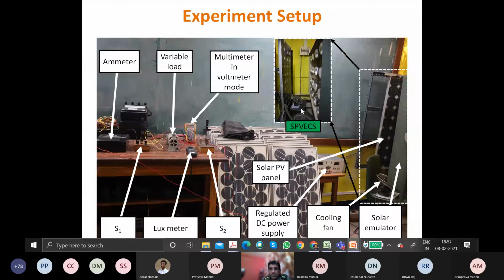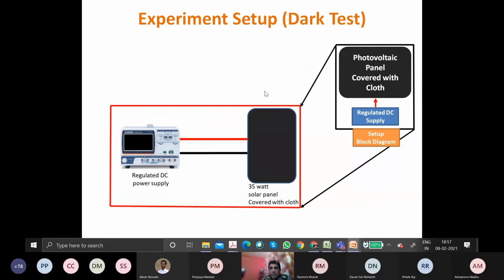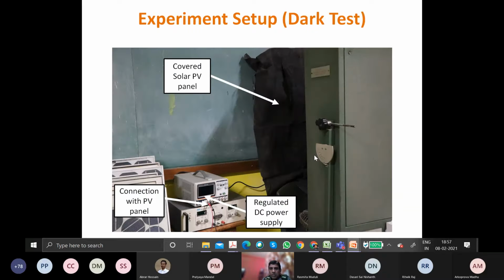And this is the lamp specification. It's a 230 volt, 300 watt, 1.3 ampere UV lamp, ultraviolet. This is the dark test experiment, when the panel will be covered with a black cloth. No light source will be provided to it. Only an open circuit voltage condition will be created, and this photovoltaic panel covered with the cloth is tested. This is the actual operation. The lamp will not be energized, and the panel will be closed, and the regulated voltage supply will be given. Okay, let me try the video.